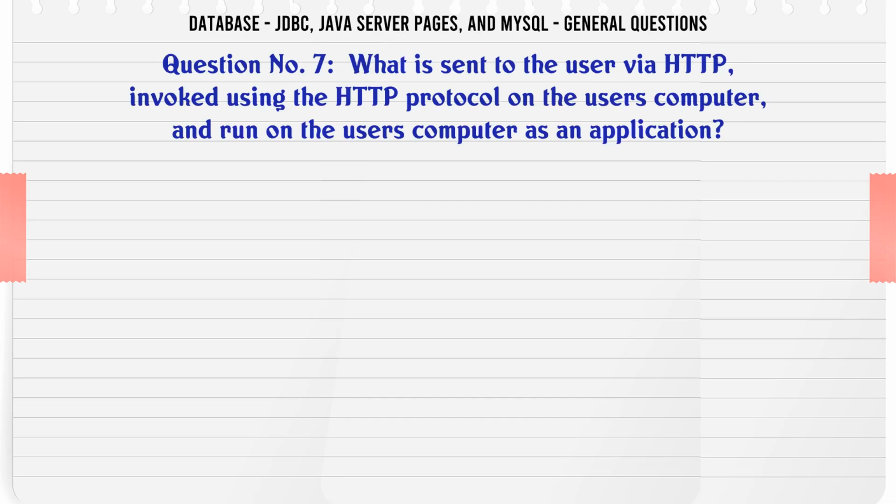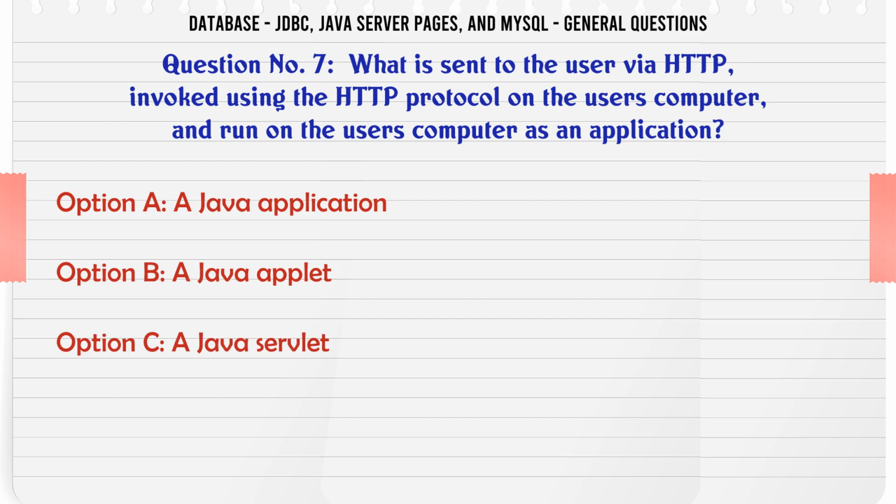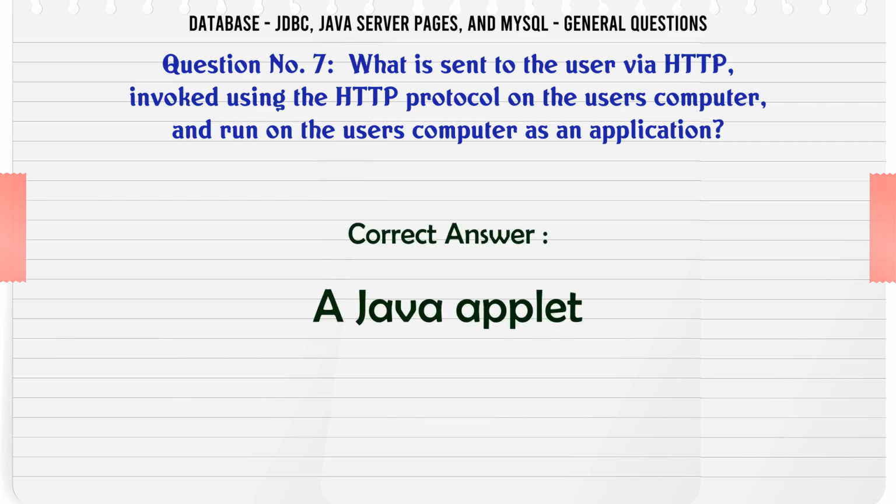What is sent to the user via HTTP, invoked using the HTTP protocol on the user's computer, and run on the user's computer as an application? A. Java application. B. A Java applet. C. A Java servlet. D. None of the above is correct. The correct answer is a Java applet.